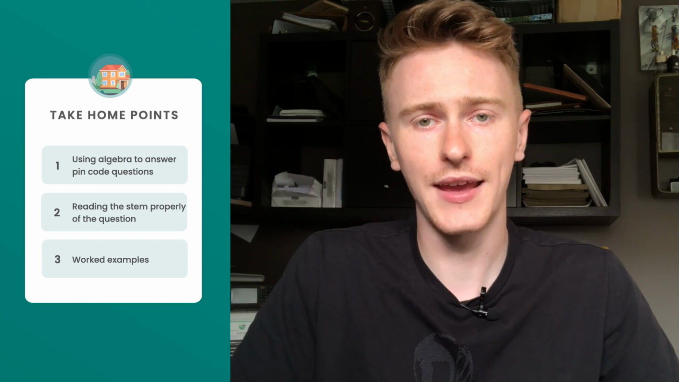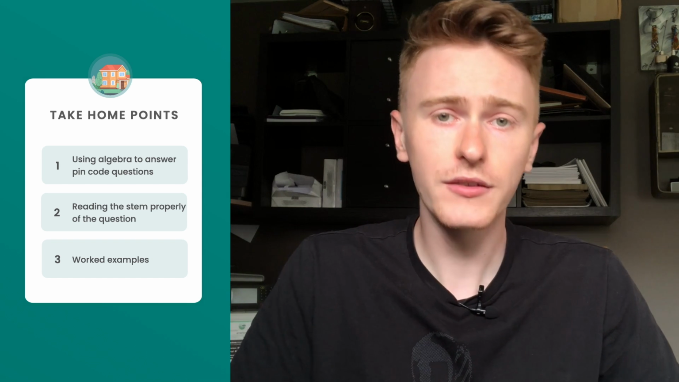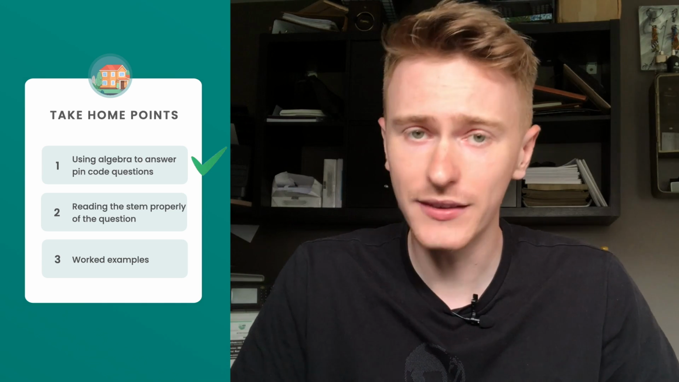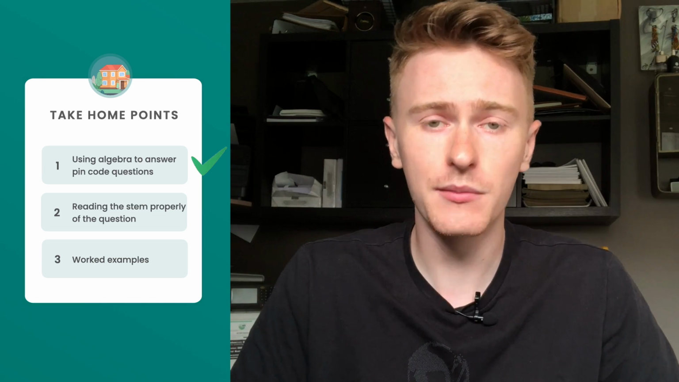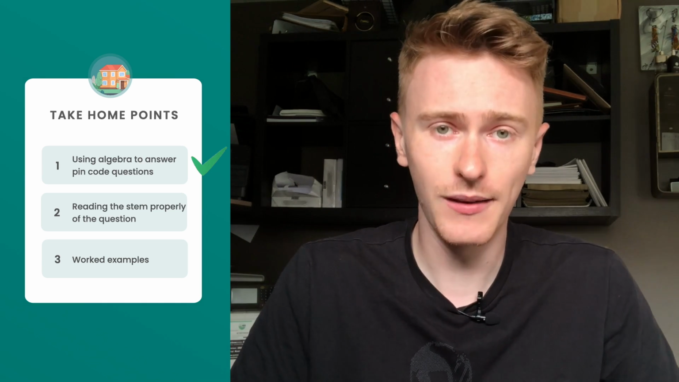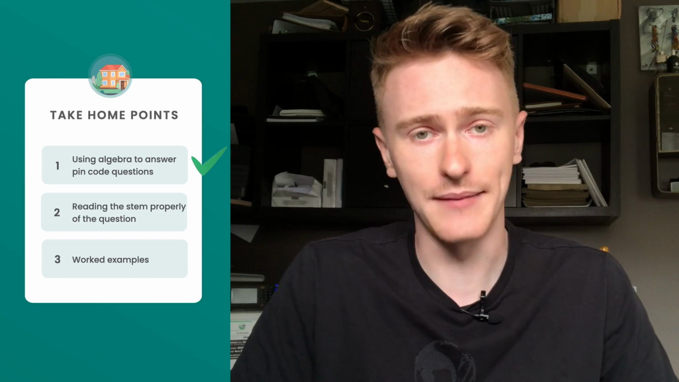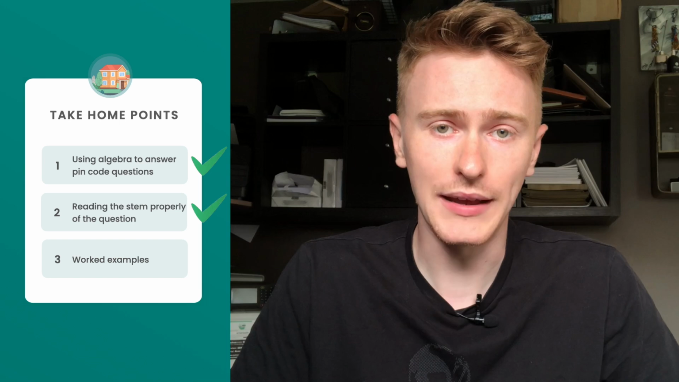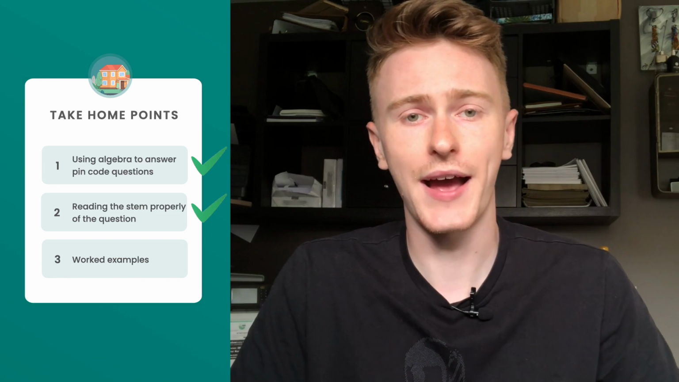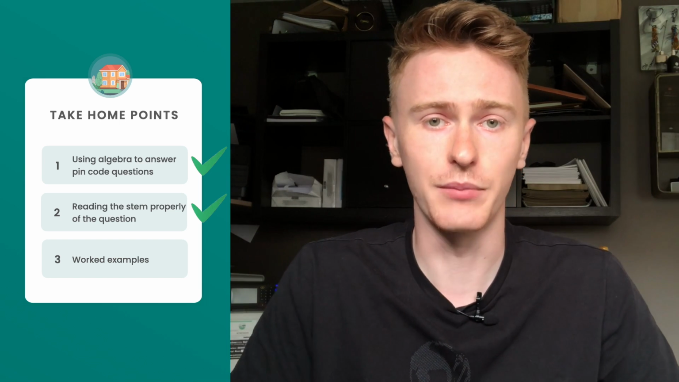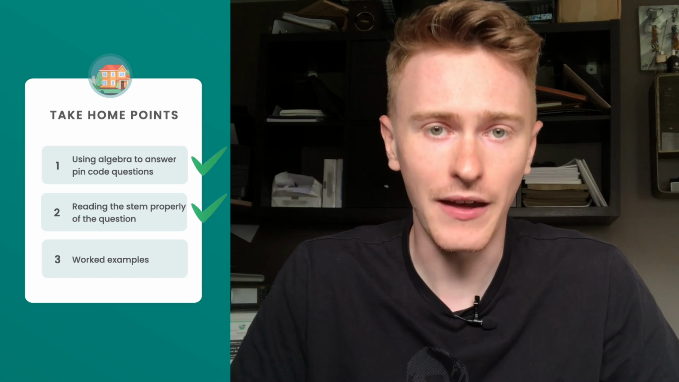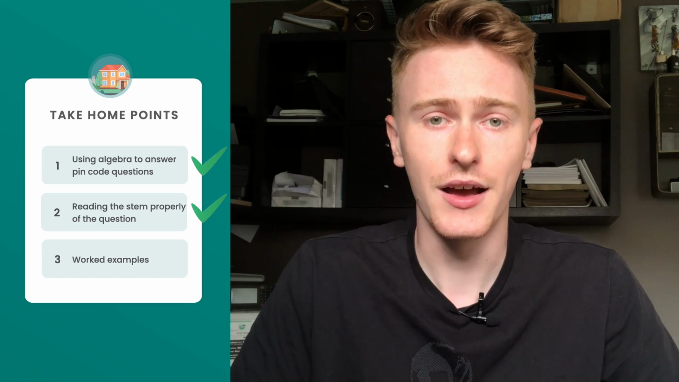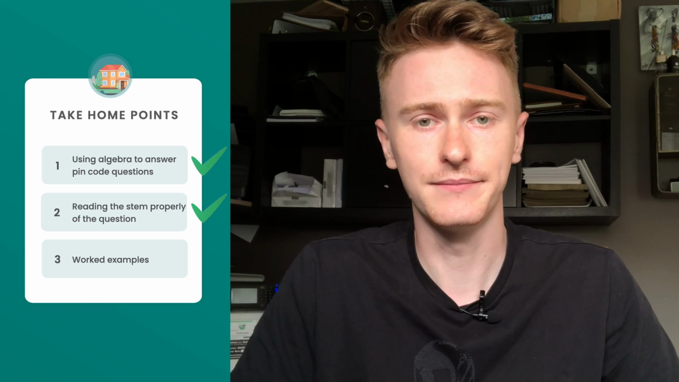So what then are our take-home points? Well, first, we introduced you to using algebra in questions. It's not always the quickest way to go about a question, but it is the most robust, and it's a good starting point if you're confused about where to begin. Second, we told you how to read the stem properly. Remember in those questions where it asked about the number of letters, for example, it's easy to trip up at that final hurdle. So pay attention to what the question stem is asking and not just what you find convenient.